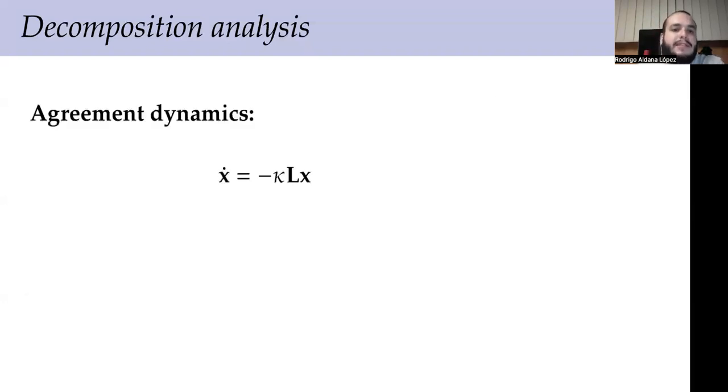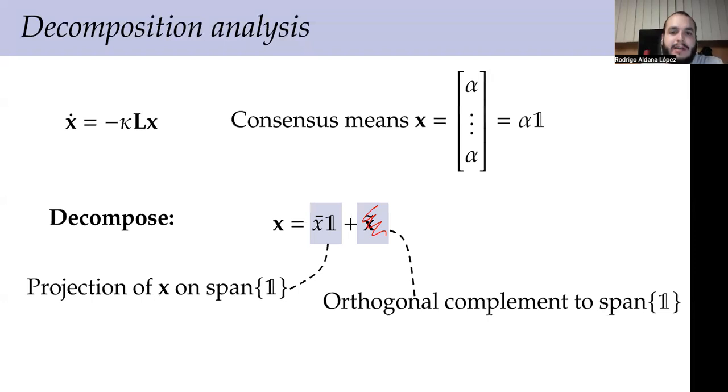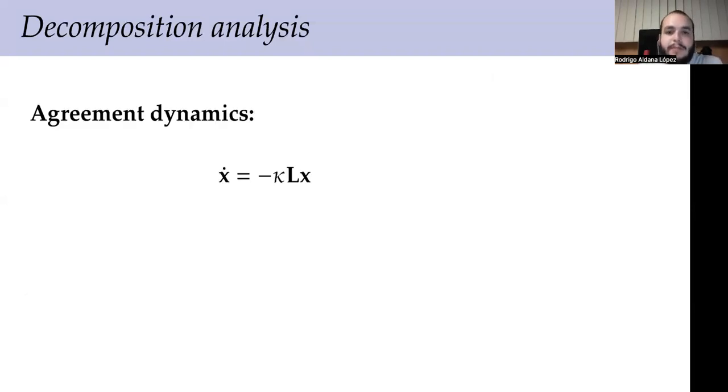We want to analyze the dynamics separately. Interestingly, you design the algorithms to have decoupled dynamics, right? So we want the dynamics for this term and this term to be decoupled, okay? For the agreement, which is the component that is parallel to consensus, you can show very easily that its dynamics are null, right? So this value will be kept constant.